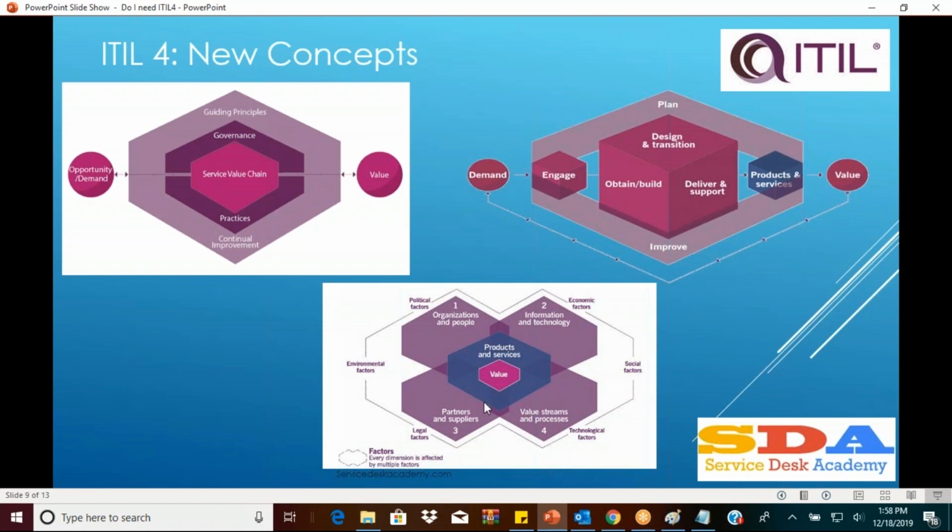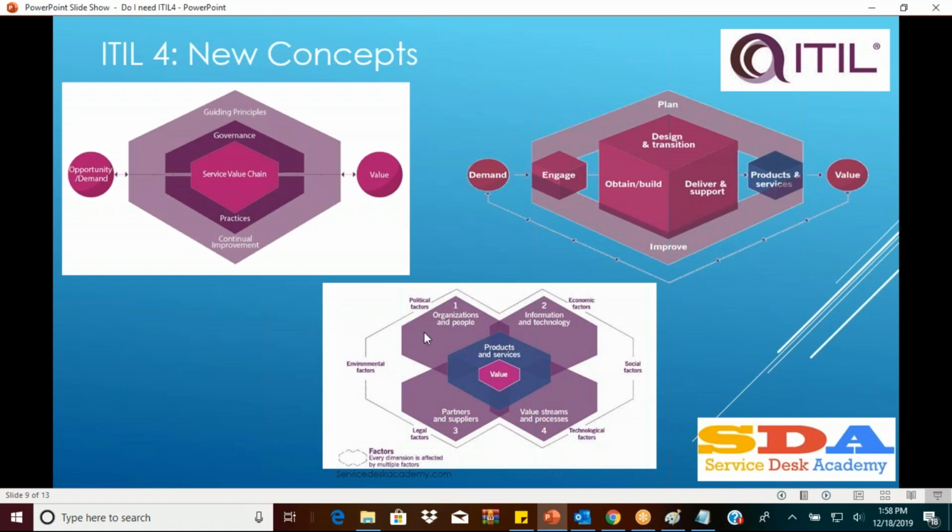So if you remember in ITIL V3, we had something called the 4 Ps, right? People, process, products, and partners. So those 4 Ps have been reorganized into these 4 dimensions, that is, organizations and people. Since people fall under the category of organizations, this has been clubbed together as organizations and people. We all fall under different organizations like teams, departments, and all that, right?